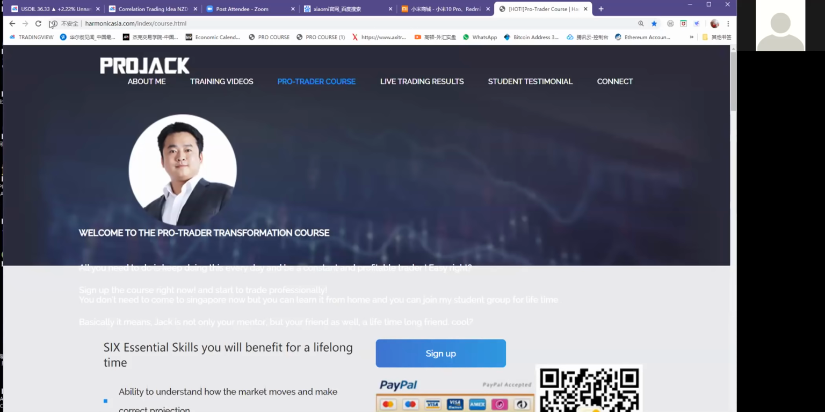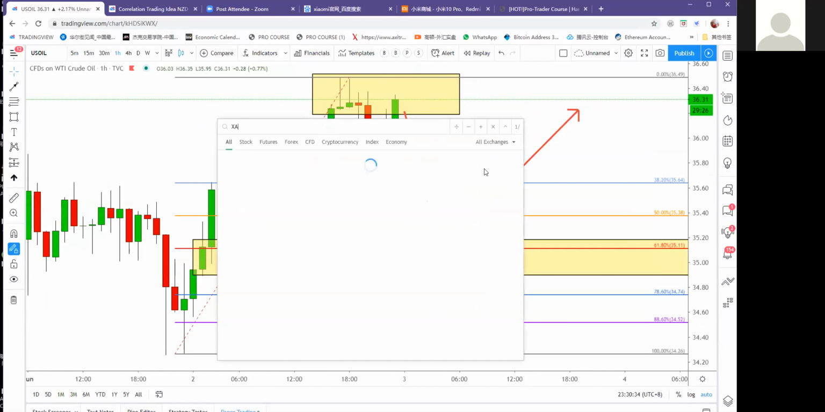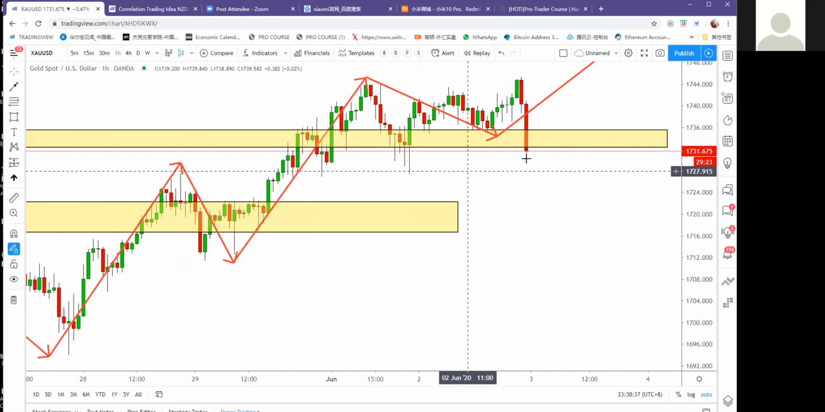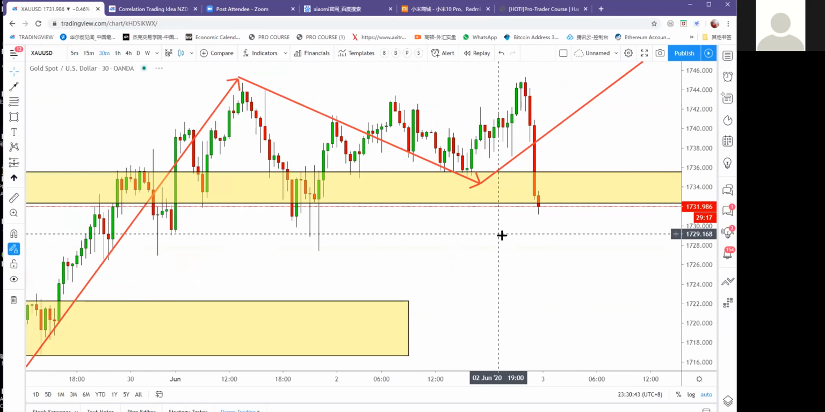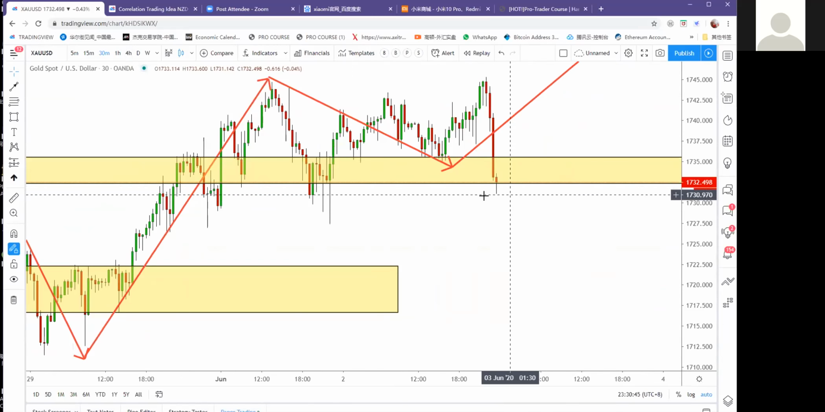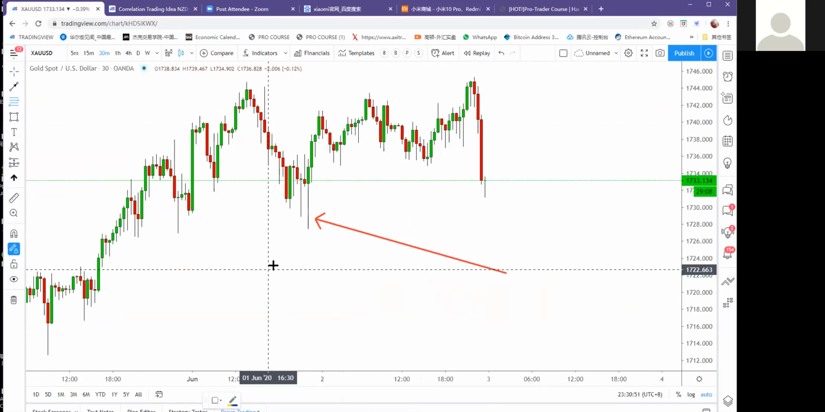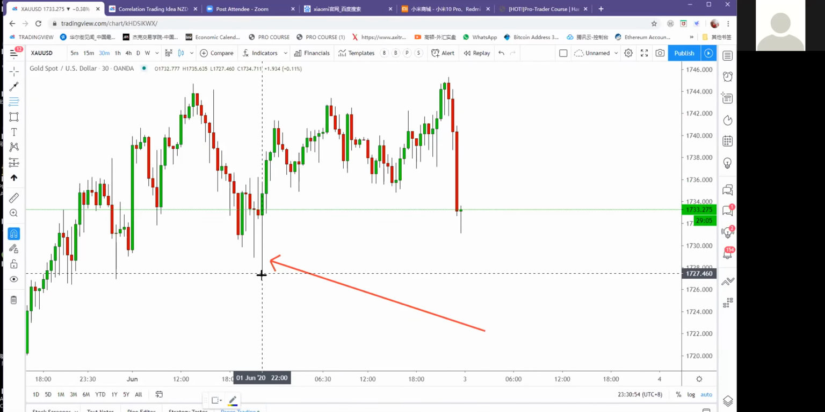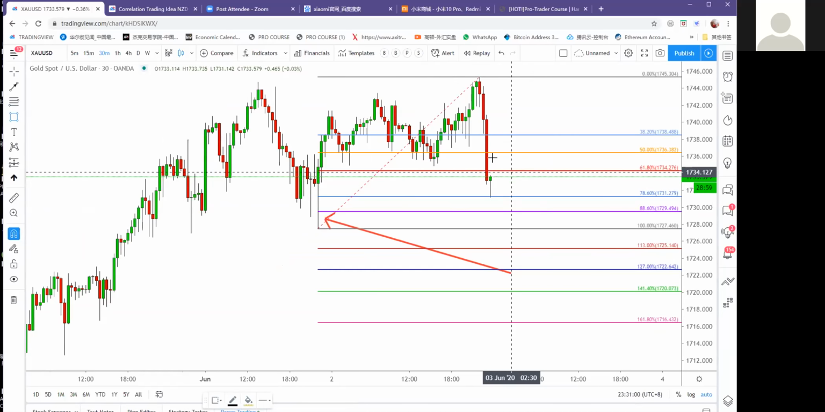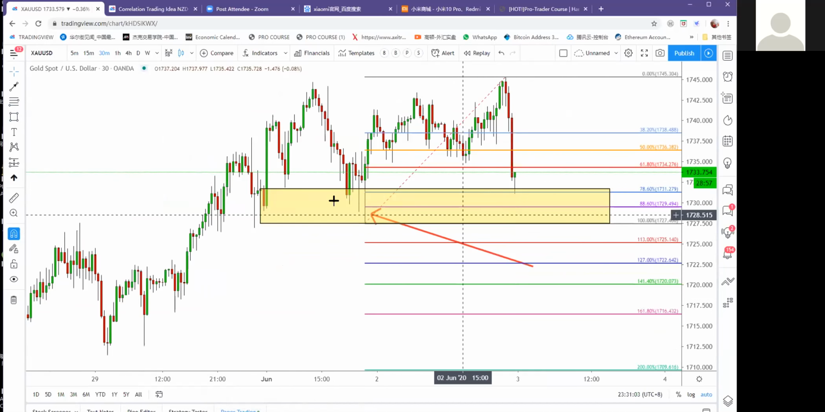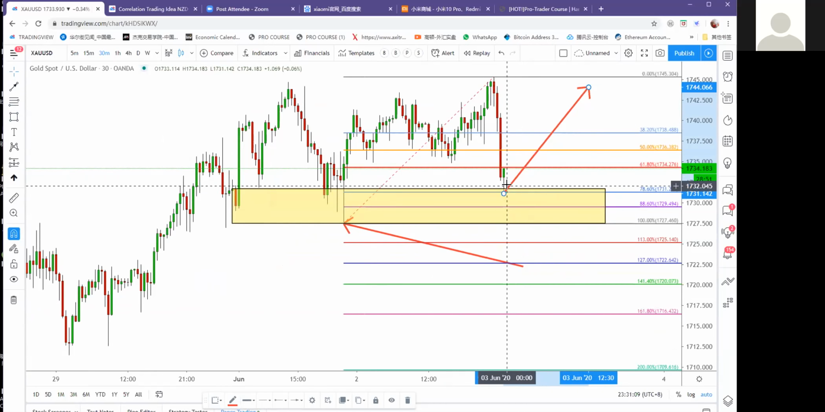Gold going down. If gold is going down, what should we do? Gold is retesting 1733. On the 30 minutes, it's going to test this place, the 76 level. Look for the price action here. If this structure still holds, you can buy. It gives you a better entry to buy.